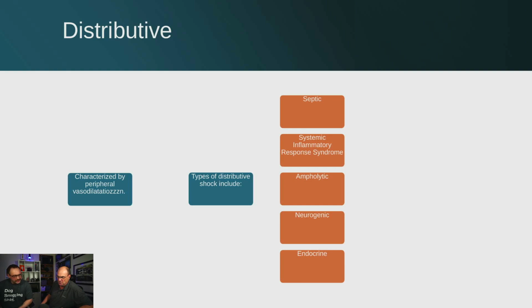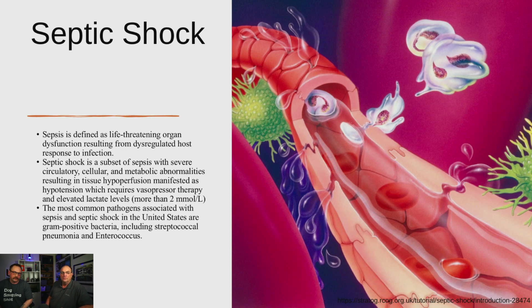We're going to look at neurogenic as well, which I love, and endocrine shock, which is one that most people probably haven't heard of because in the pre-hospital setting, we don't really care about it. Okay, so let's start off here. Sepsis. So what is sepsis?